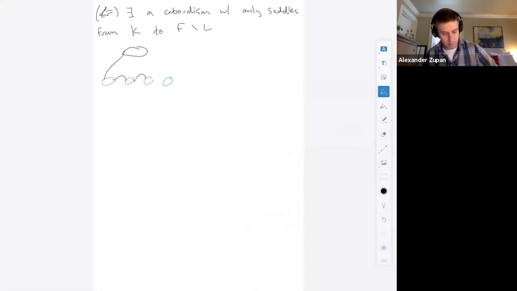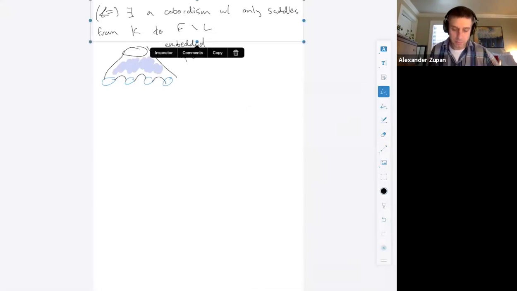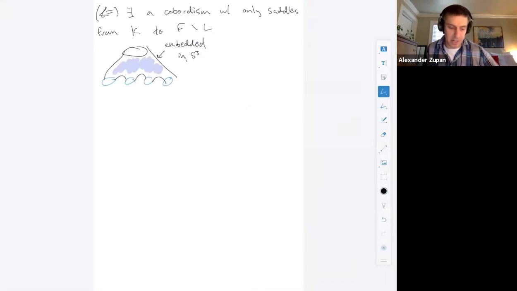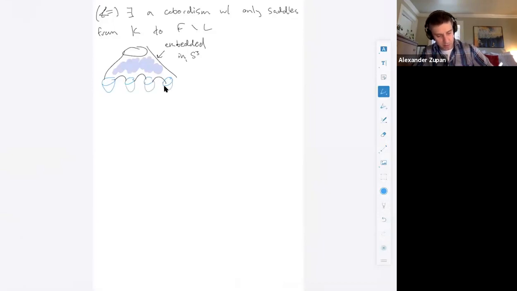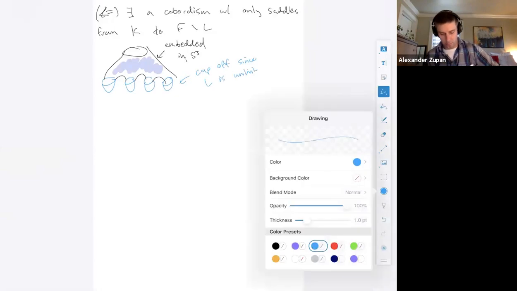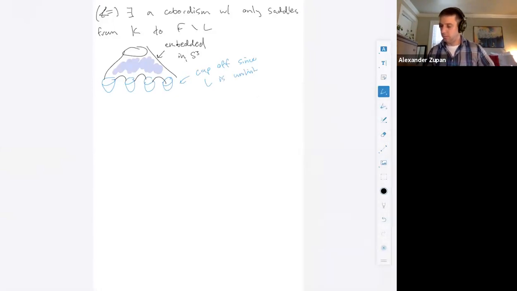And so this piece right here is embedded in S3. This is like my Seifert surface cut open. I won't draw on the saddles, but I can get from my knot to these copies of my link after I cut open. And then since this is an unlink, I can cap off with disks. Cap off, since L is an unlink. So ribbon knots can be characterized in this way with derivatives.